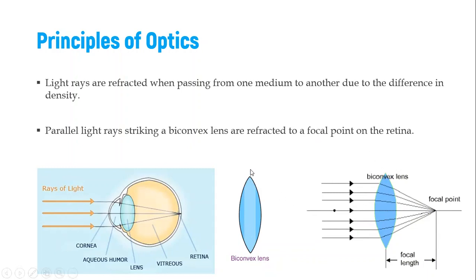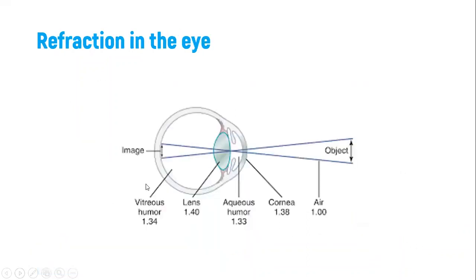And this is what a biconvex lens looks like. It will converge this light and it will be focused at the retina. The point of focus is called the focal point, and the distance between the lens and the focal point is what we call the focal length.